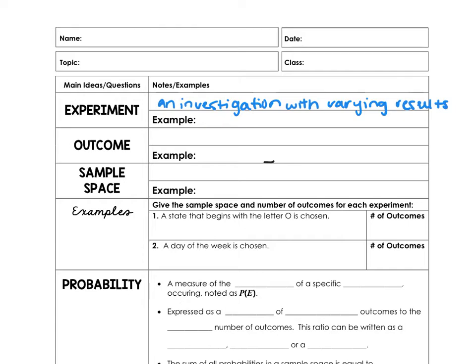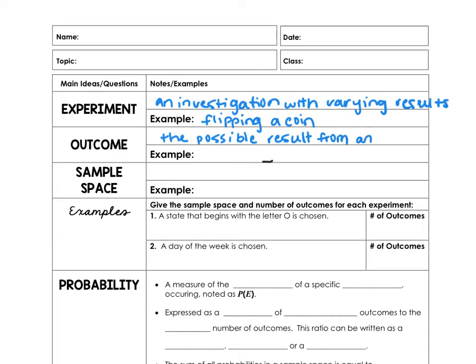is, an example of one of those investigations might be like flipping a coin. We've all done that. Flip a coin, right? You get two outcomes, right? So your outcome would be the result from an experiment. So if you were to flip a coin, what would one of those results possibly be? Heads. What could another result be? Tails. Okay, so there's a couple different things that could happen.